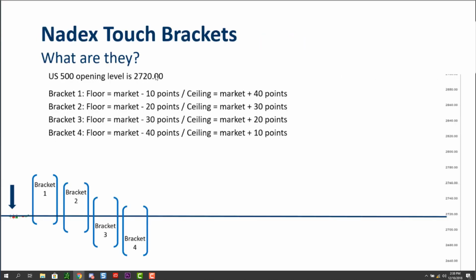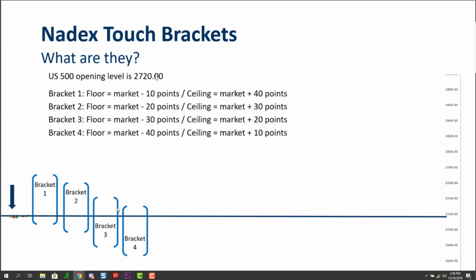So what exactly are they? Here's just an example of how they're going to work on the S&P 500. Say the opening level for the S&P 500 is 2720. You're going to have 4 separate brackets for each different market. So 4 separate for the US 500, 4 separate for the NASDAQ 100, and so on. The first one is going to have a 10-point stop with a 40-point profit target. The second bracket will be 20 points to the downside with 30 points to the upside.